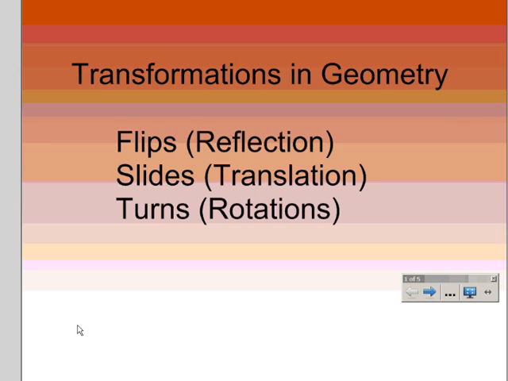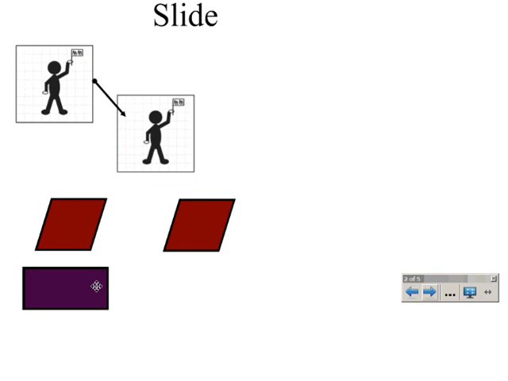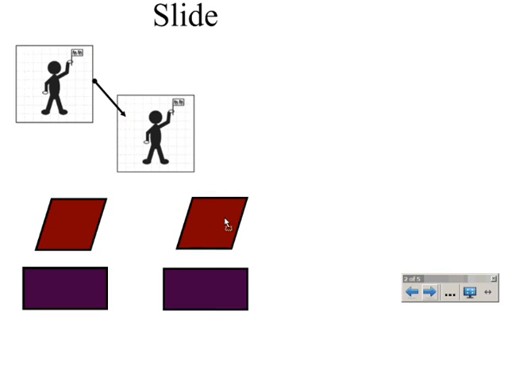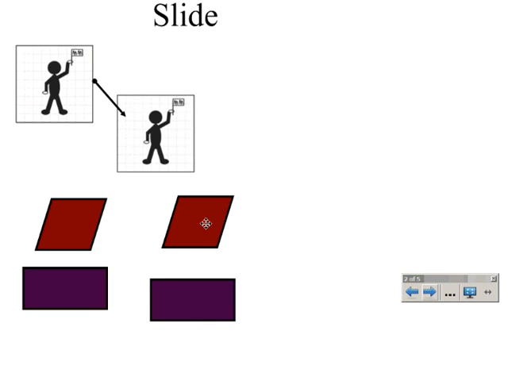Now let's talk about transformations in geometry and apply what we talked about with the letters to geometric shapes. A slide, as we saw before, is just a shape that's moved in a different direction. These have not changed the way they look. They're just in a different place. They can be up, they can be down, but they look the same.